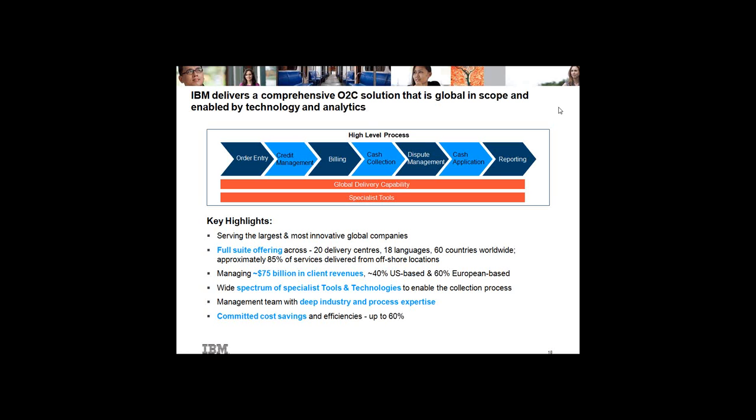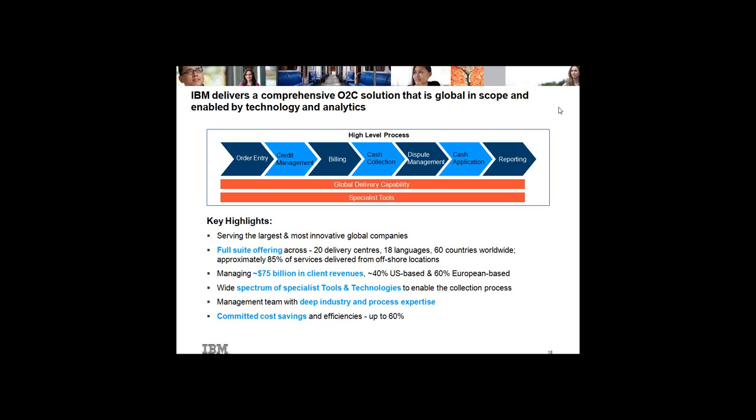As mentioned, deliveries are performed from a variety of locations. Predominantly, most of my delivery work takes place in India for English language work, and then in Central European locations for European work. It's actually a little bit north of 20 delivery centers, 18 different languages, and a number of different countries throughout the world that we're supporting, from a mix of locations.